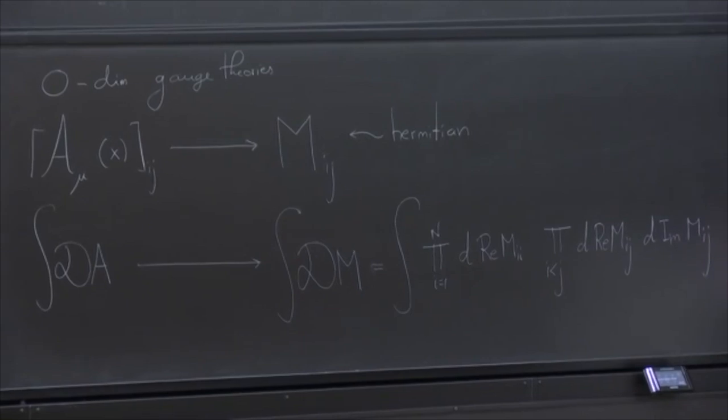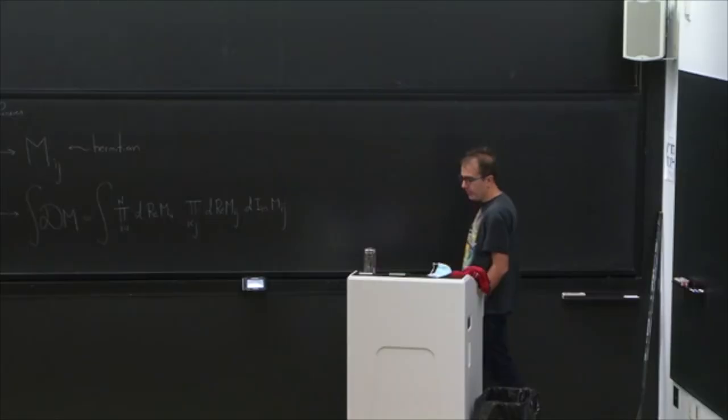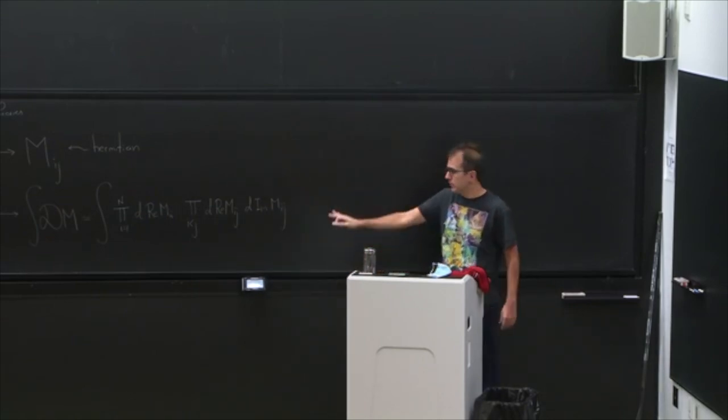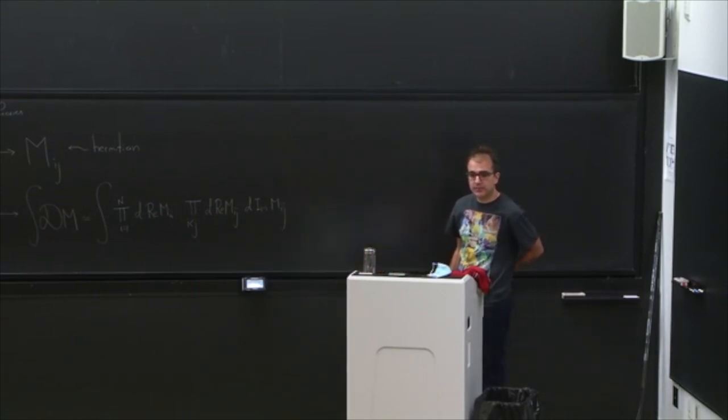So this is what the fancy symbol means in this case. The measure is something very explicit. You just integrate over the elements of the matrix, and because M is Hermitian, the diagonals are real, and the off-diagonal, the upper part, is the conjugate of the lower part. So this is the integration of all the matrix elements.